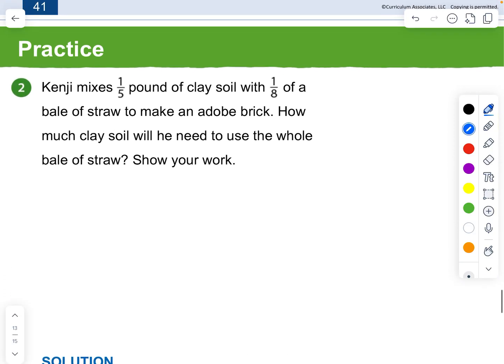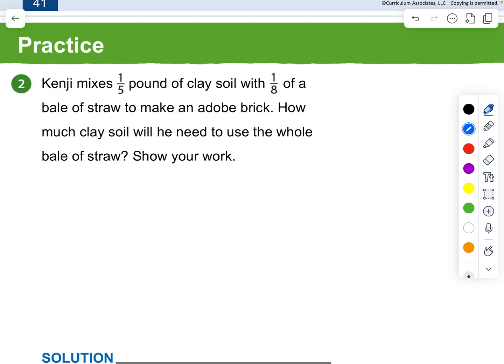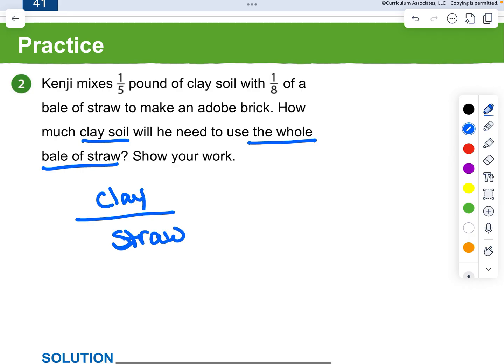Number 2. Kenji mixes 1/5 pound of clay soil with 1/8 of a bale of straw to make an adobe brick. How much clay soil will he need to use the whole bale of straw? So we've got clay soil for a whole or 1 bale of straw. So we need our clay and then our straw. 1/5 of a pound of clay, 1/8 of a bale of straw.